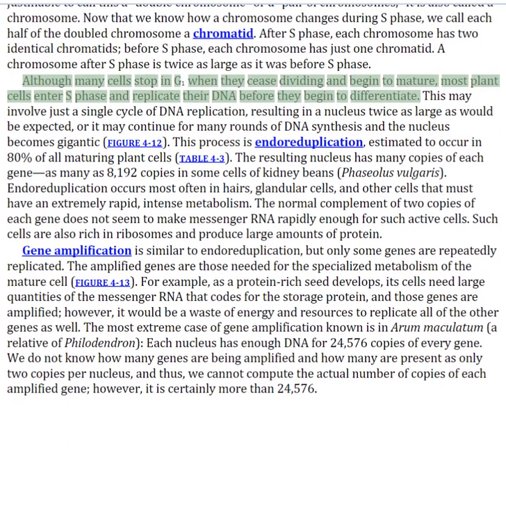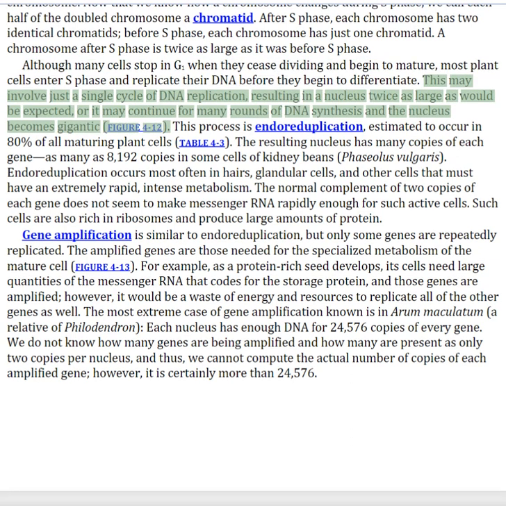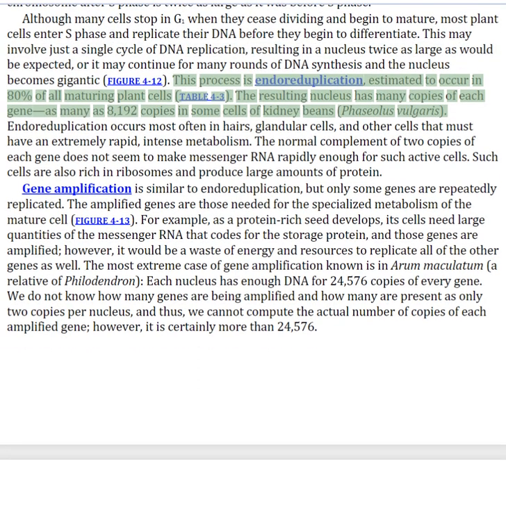Although many cells stop in G1 when they cease dividing and begin to mature, most plant cells enter S phase and replicate their DNA before they begin to differentiate. This may involve just a single cycle of DNA replication, resulting in a nucleus twice as large as would be expected, or it may continue for many rounds of DNA synthesis and the nucleus becomes gigantic. This process is endoreduplication, estimated to occur in 80% of all maturing plant cells.